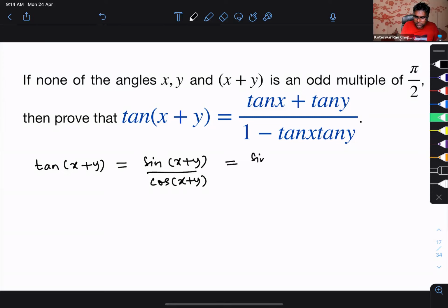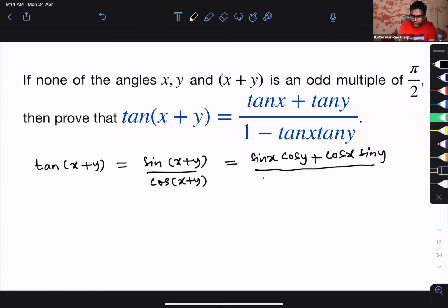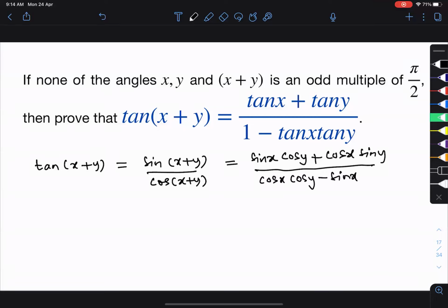Now, what is sine of x plus y? So sine x cos y plus cos x sine y. It will take a few days of practice to write this correctly. You saw me, I also write incorrectly sometimes, so it will take practice. Don't worry about that. And then in the denominator, what do you have? You have cos x cos y minus sin x sin y. For cos, you first have both cos operations and then sin operations.